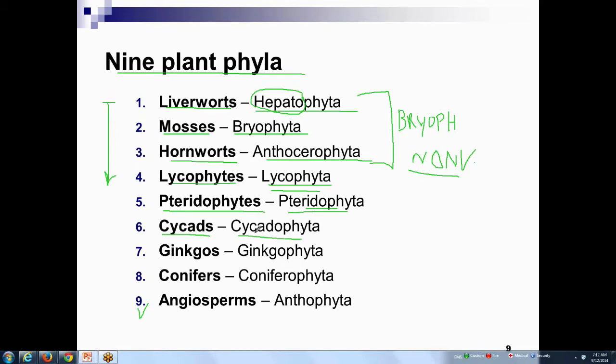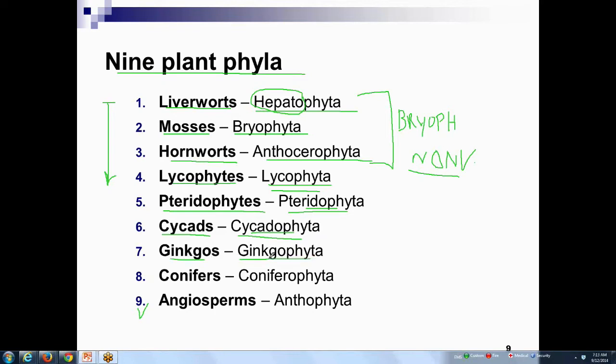Cycadophyta is a group of species that live in very tropical areas. So we'll find that in places like extreme southern Florida, southern California, and you'll also see these species down in Mexico. And then ginkgos, moving on to ginkgos, you can see ginkgos are in Ginkgophyta.